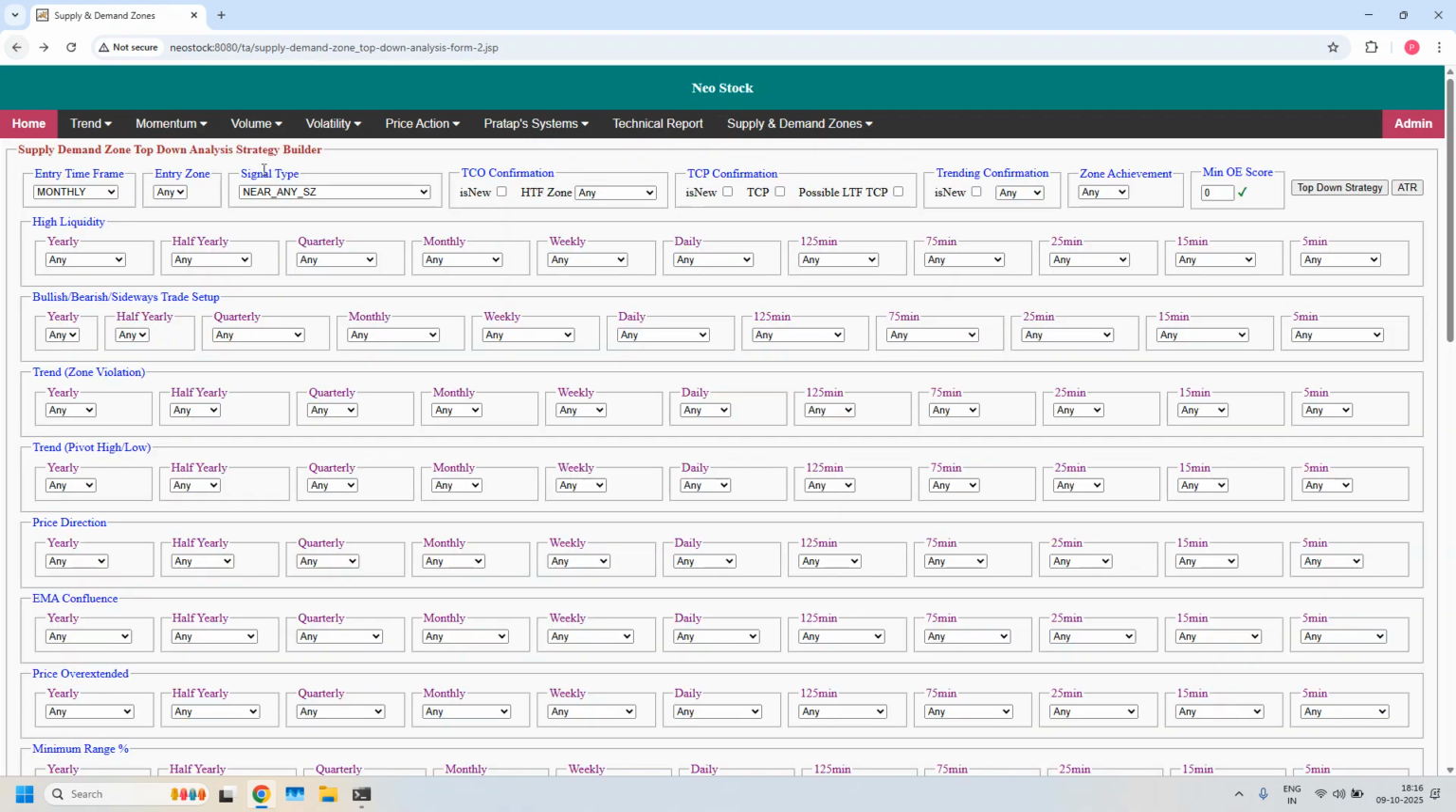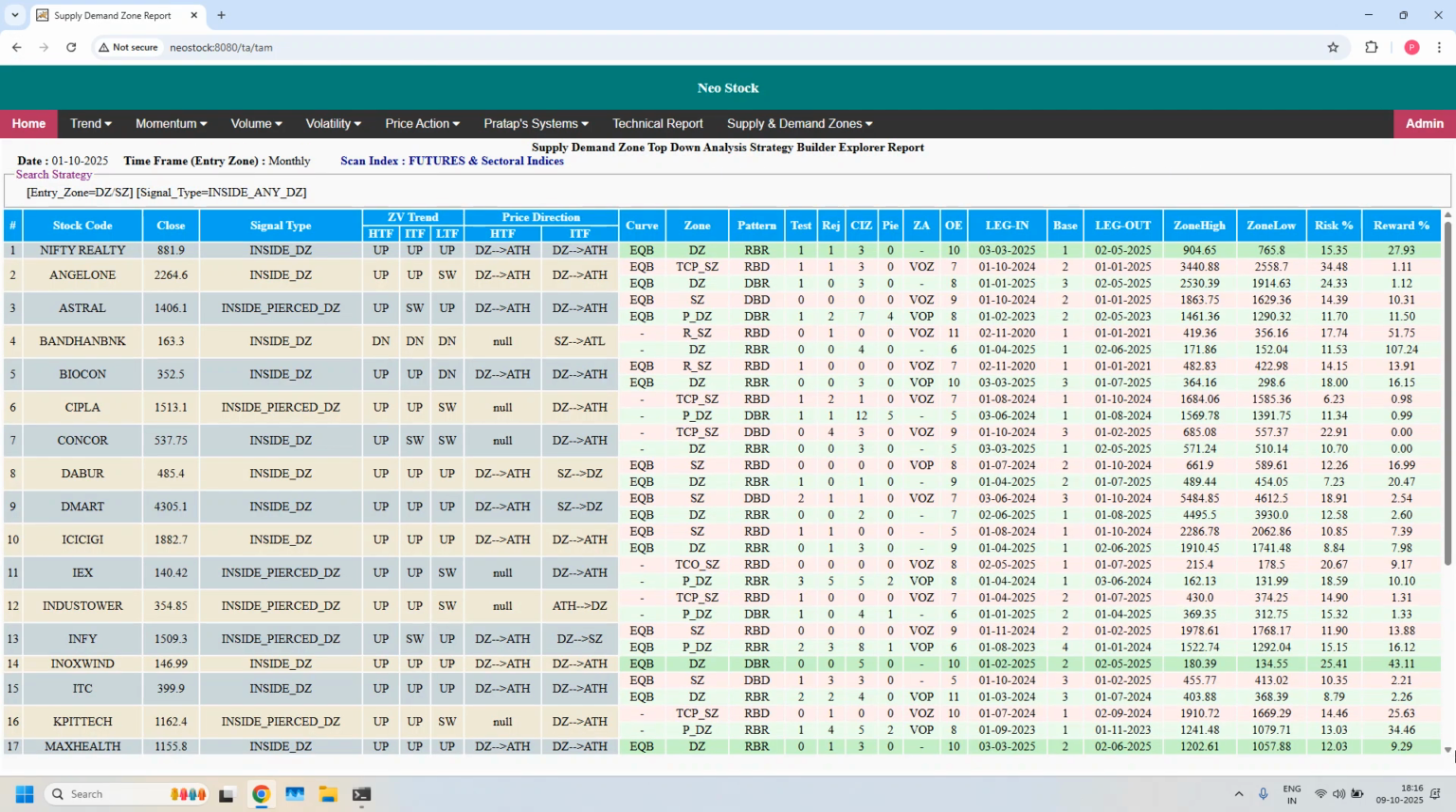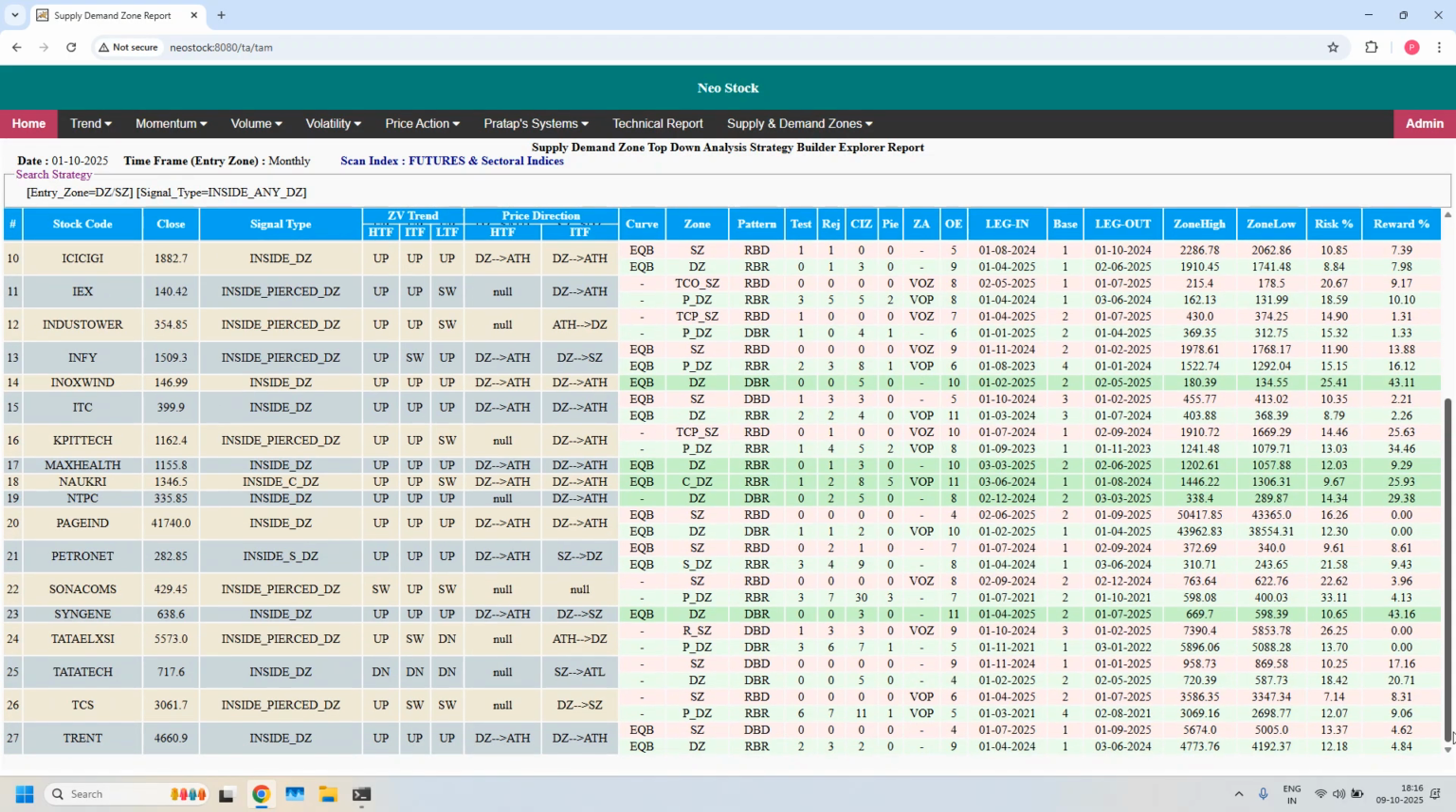Next, price closed inside the monthly demand zone. First 17 stocks in the list. Scrolling the list down. So we got 27 stocks.